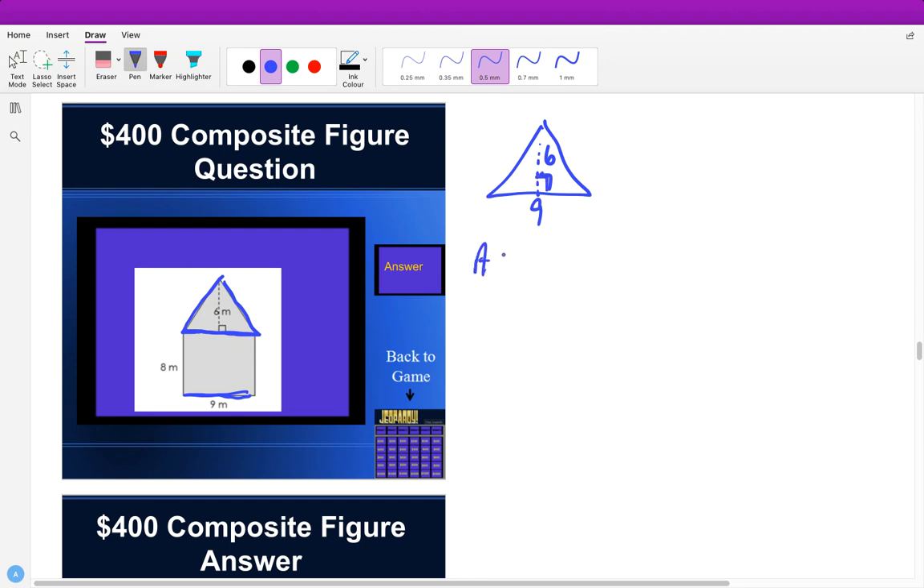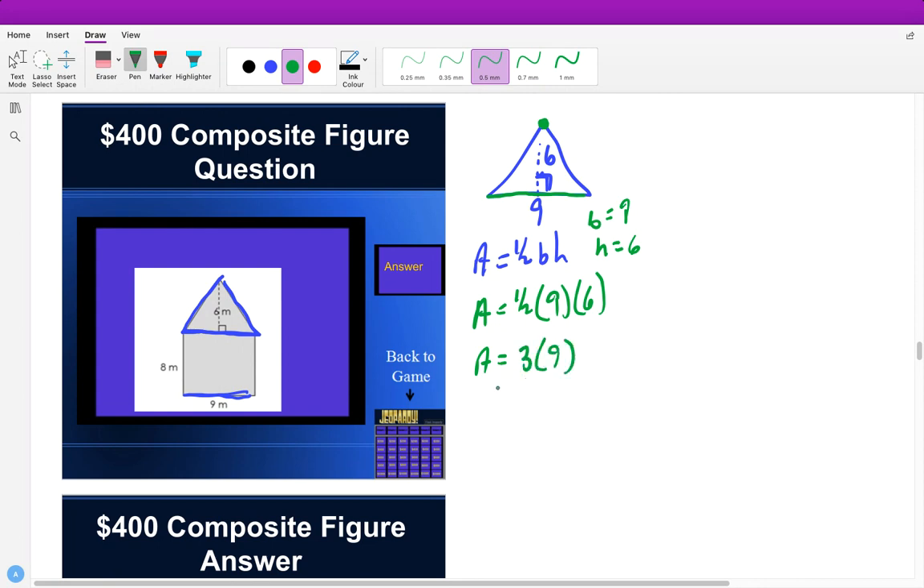So I know that my area of a triangle is 1/2 base times height. I know that my base is equal to 9, and my height is equal to 6, because here's where our dotted line with the right angle is touching the vertex, and the opposite side that does not touch is our base. So then our area of this triangle is 1/2 of 9 times 6. Well, 1/2 of 6 is 3, so 3 times 9 is equal to 27.